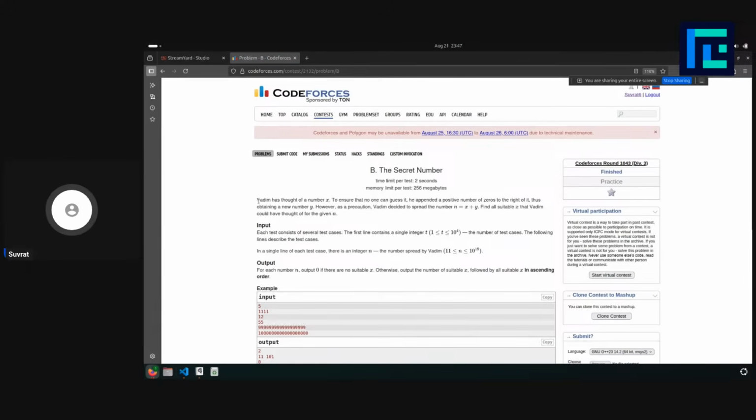The secret number. Vadim has thought of a number x. To ensure that no one can guess it, he appended a positive number of zeros to the right of it, thus obtaining a new number y. However, as a precaution, Vadim decided to spread the number n equal to x plus y. Find all suitable x that Vadim could have thought of for the given n. Okay, and the constraints are t is less than equal to 1e4 and n is still 1e18. So expected time complexity would be log n or log n square something.